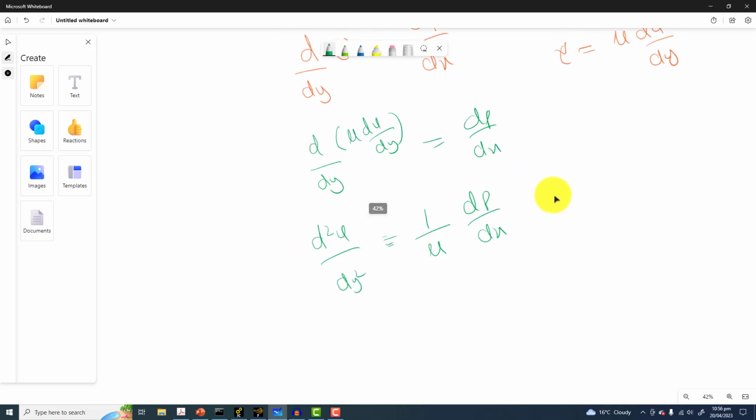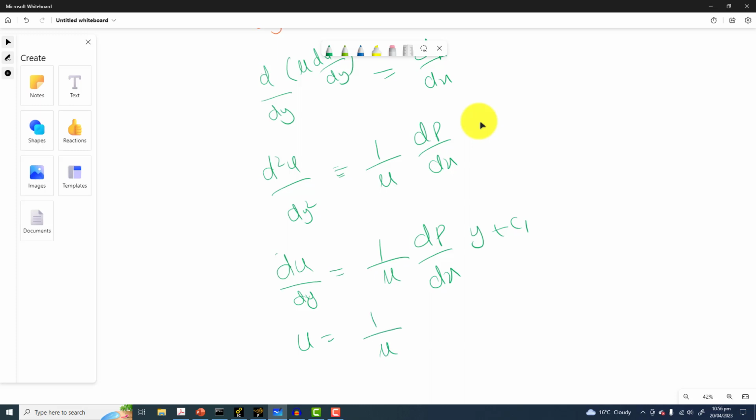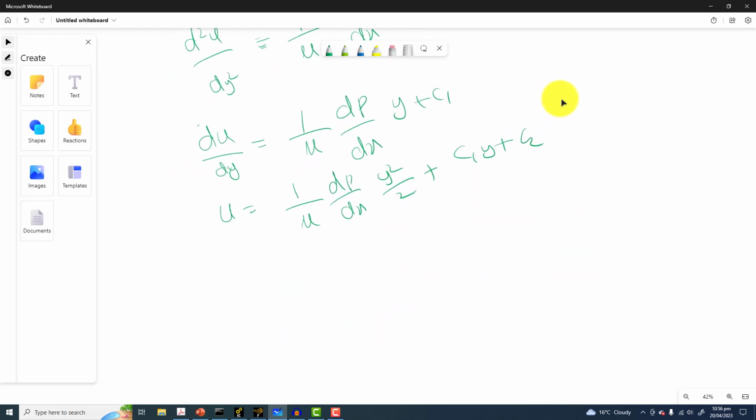Okay, so we have these terms in this way. And now if you take a look here, if we integrate this equation 2 times, the first time this will be du by dy is equal to 1 upon mu dp by dx y plus c1. Again integrate, this will be u is equal to 1 upon mu dp by dx y square upon 2 plus c1y plus c2.